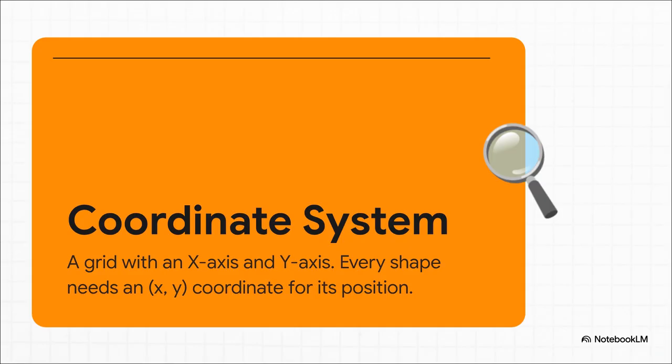You've probably seen this in math class. You've got your x-axis going left to right and your y-axis going up and down. Every single pixel on our screen has a specific address, an x, y coordinate. This is how we tell Python exactly where to draw our stuff.